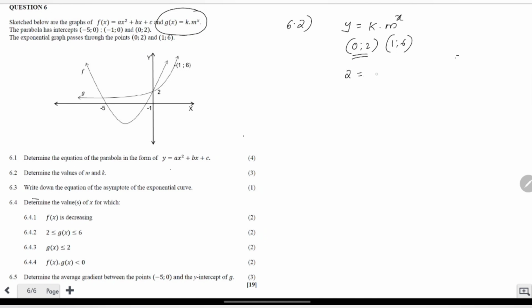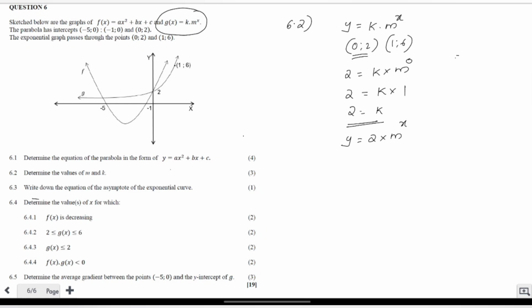Y value is 2, which is equal to k times m to the power 0, isn't it? Yes, that is 2 is equal to k times m to the power 0. What is that? 1. We don't know what m is, but anything to the power 0 is 1 in mathematics. So now can we find the value of k? 2 is equal to k. We got it. The value of k is 2. Now the equation becomes y is equal to 2 times m to the power x, isn't it? 2 times m to the power x.